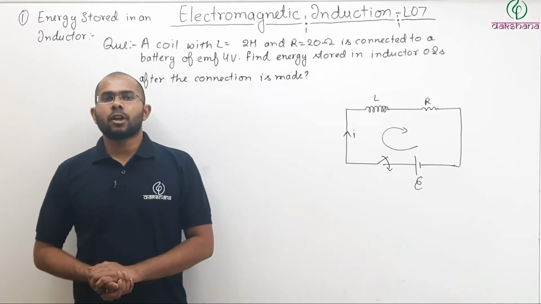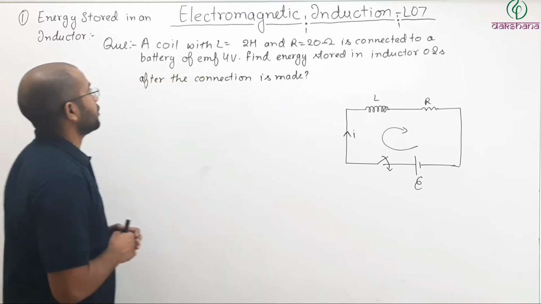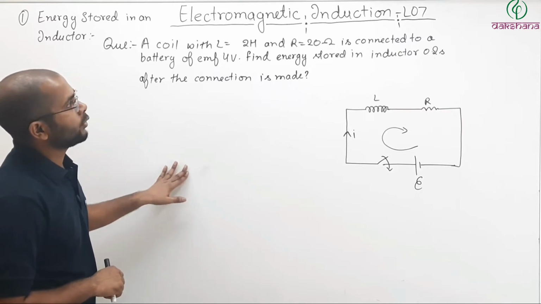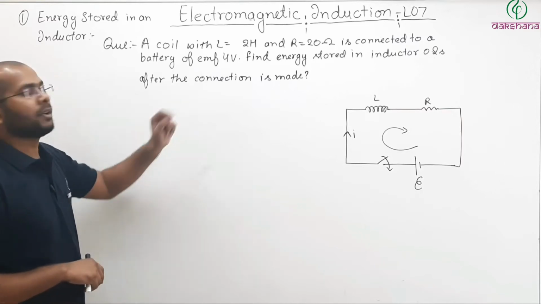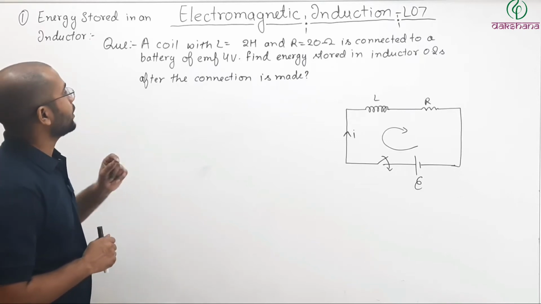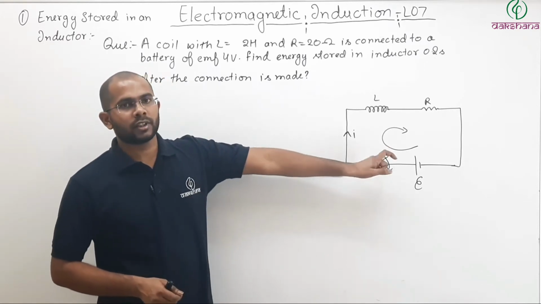So let us try to solve a question based on energy stored in an inductor. Now here the question is: a coil with L equals 2 Henry and resistance 20 ohm is connected to a battery of EMF 4 volt. Find energy stored in inductor 0.2 second after the connection is made, meaning at t equal to 0, this switch is closed.